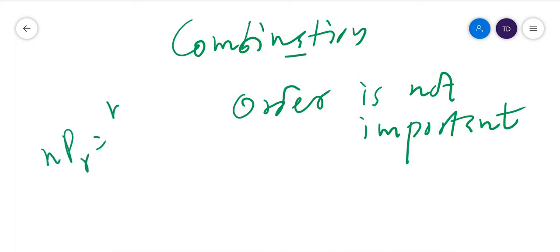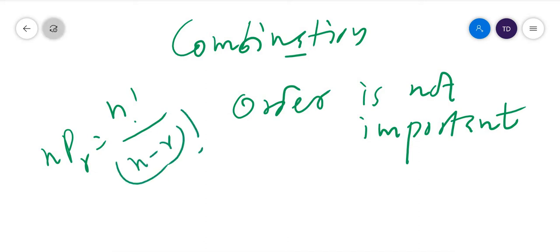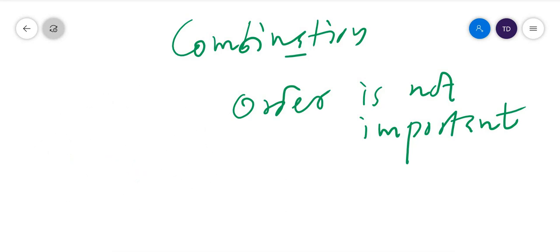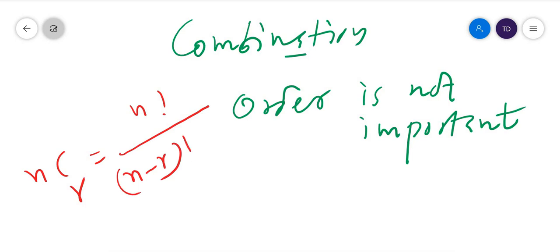The number of possible permutations of R objects from a set of N objects is NPR. You know NPR is N factorial divided by (N minus R) factorial. Now I am talking about combination. The formula for combination is NCR equal to N factorial divided by (N minus R) factorial into R factorial. This is the formula.